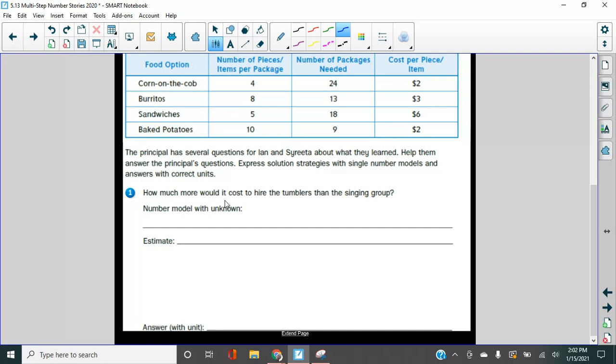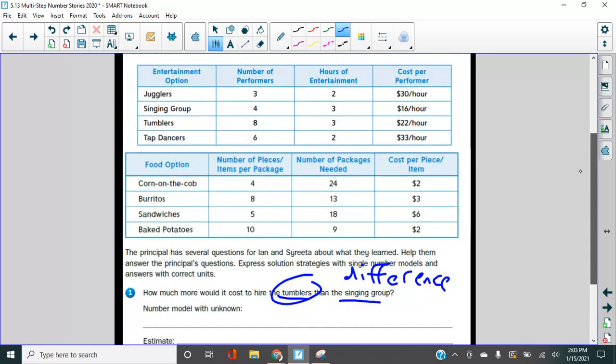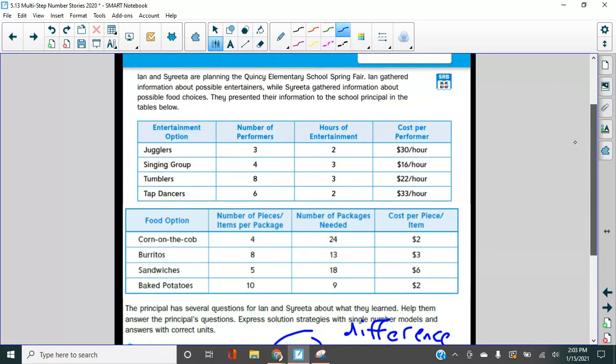How much more would it cost to hire the tumblers than the singing group? So I have a group of tumblers and I have some singers. One of them costs more and I have to find the difference. I know there's going to be some subtracting in here somewhere, but first I have to find the cost of the tumblers. Okay, so let's look here.